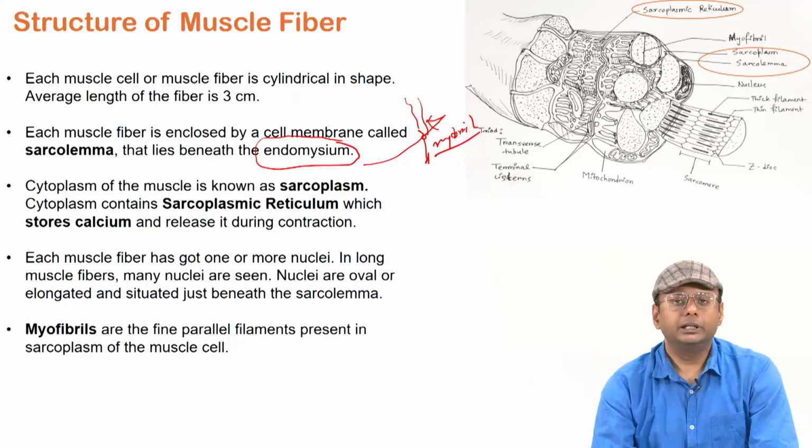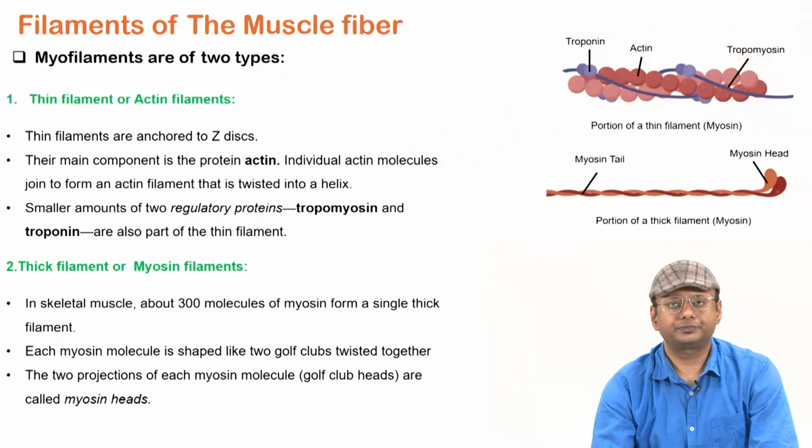Also importantly, myofibrils are the fine parallel filaments present in the sarcoplasm of the muscle cell. So myofibrils are very important. Now let us see what those filaments of the muscle fiber are. Basically, muscle fiber consists of two types of filament: one is the thin filament or actin filament, and the second is the thick filament or myosin filament.